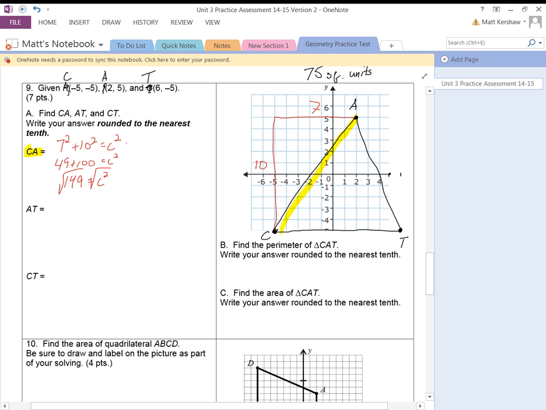So the great thing about rounding to the nearest 10th is I don't need to worry about trying to simplify this. So I'm just going to plug that into my calculator. And the square root of 149 gives us 12.2. So that means that this side is equal to approximately 12.2.